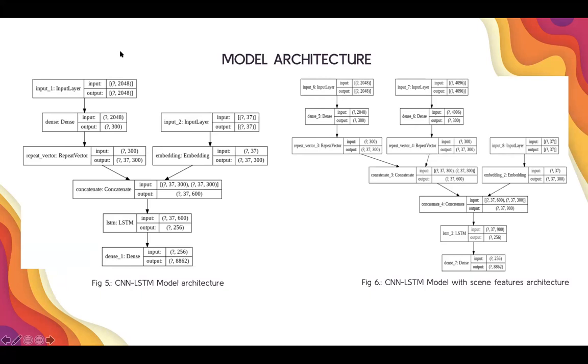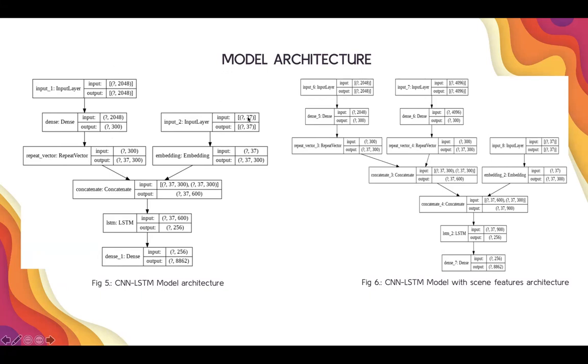The model architectures defined are shown in detail here. This CNN LSTM model architecture is the first one. You can see that the input is the global image feature vector that was talked about earlier. The input shape is 2048. We pass that to a dense layer to further compress it from 2048 to 300. Then we pass that to a repeat vector layer to repeat this vector across the entire length of the training sequence.